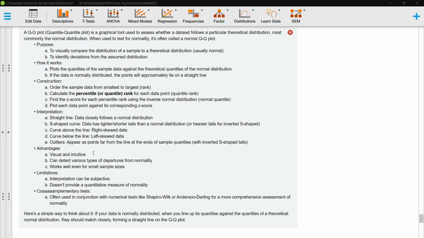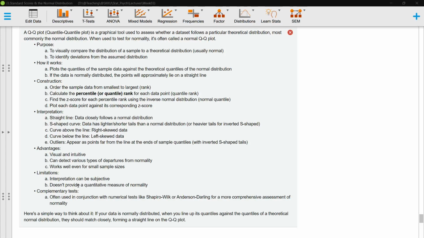So the advantage of the QQ plot is a visual and intuitive investigation of the normal distribution, and it can detect various types of departures from normality. And it works well even for small sample sizes. But the limitation is that interpretation can be subjective, and it doesn't provide a quantitative measure of normality.